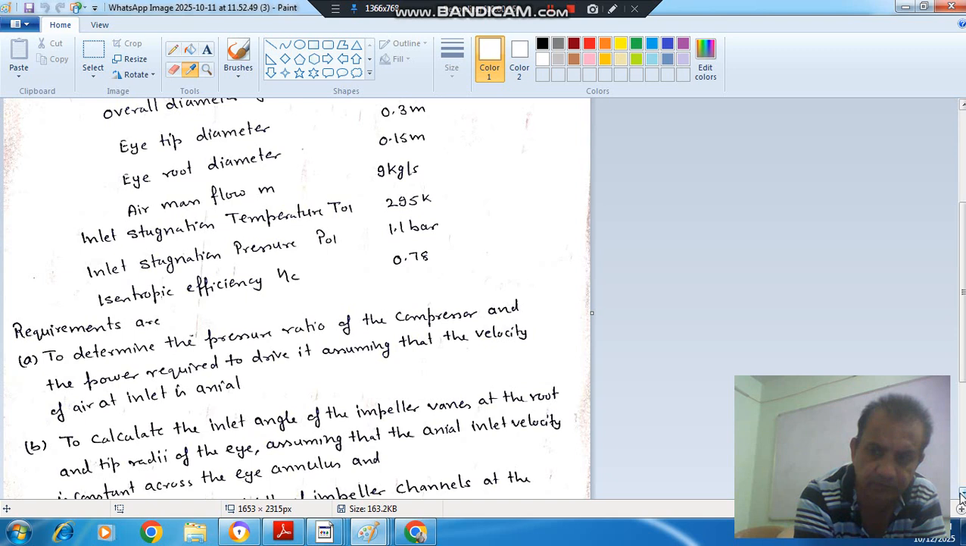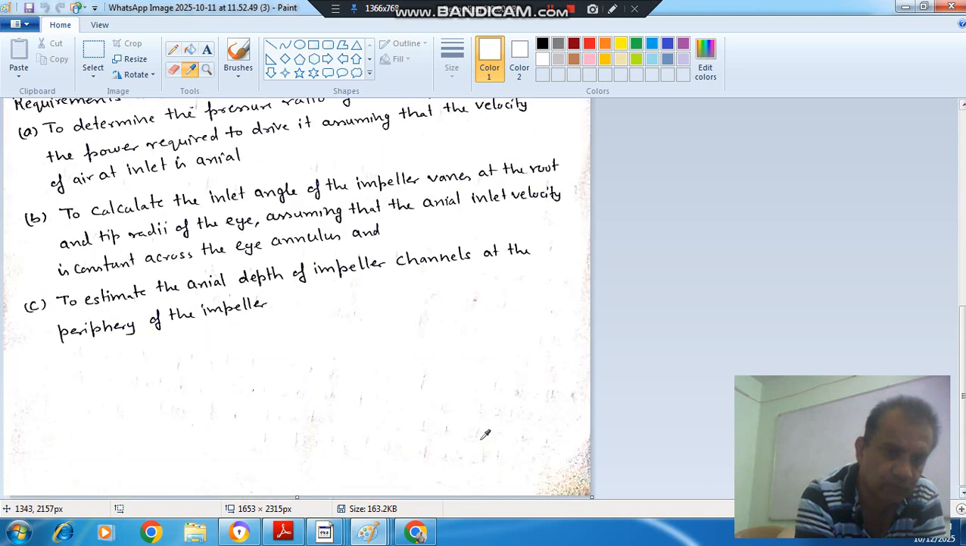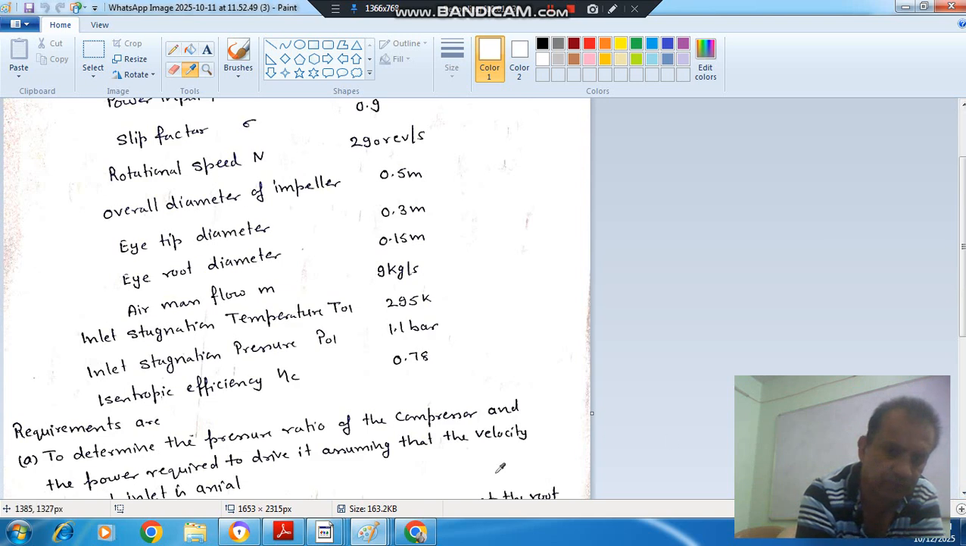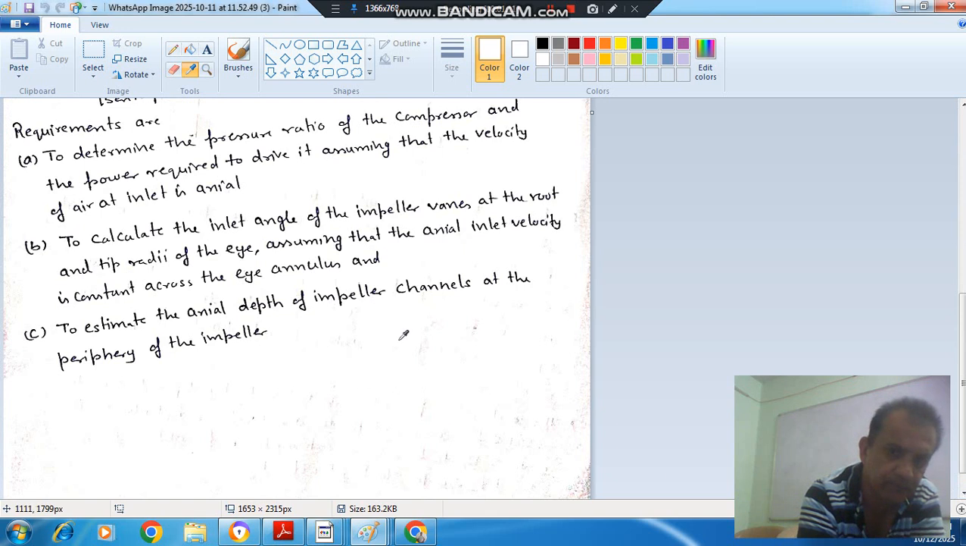The C part is to estimate the axial depth of the impeller channel at the periphery of the impeller. And the data given are power input factor, slip factor, rotational speed, rotor diameter of impeller, eye tip diameter, eye root diameter, mass flow rate, inlet stagnation temperature, inlet stagnation pressure, isentropic efficiency. So these data were given. Now to find the C part, that is the axial depth of the impeller channel.